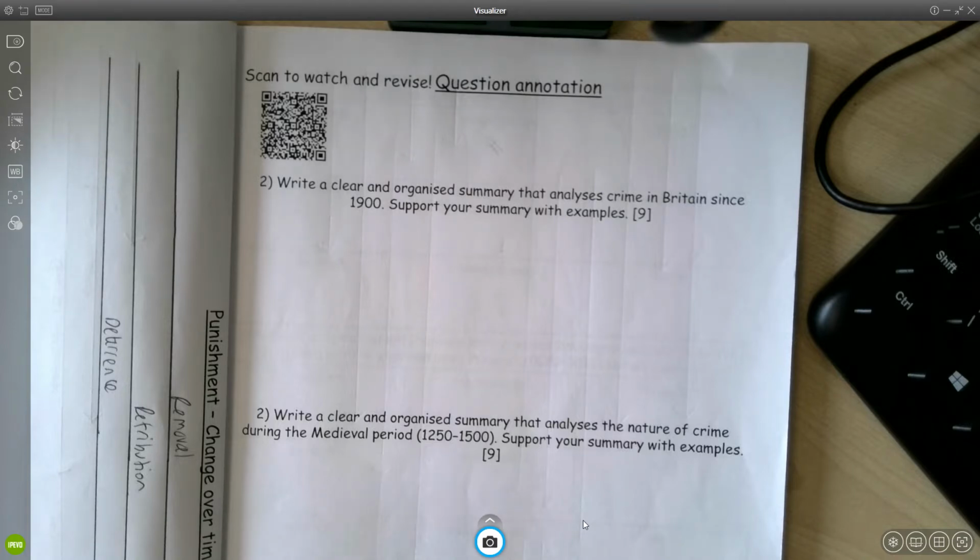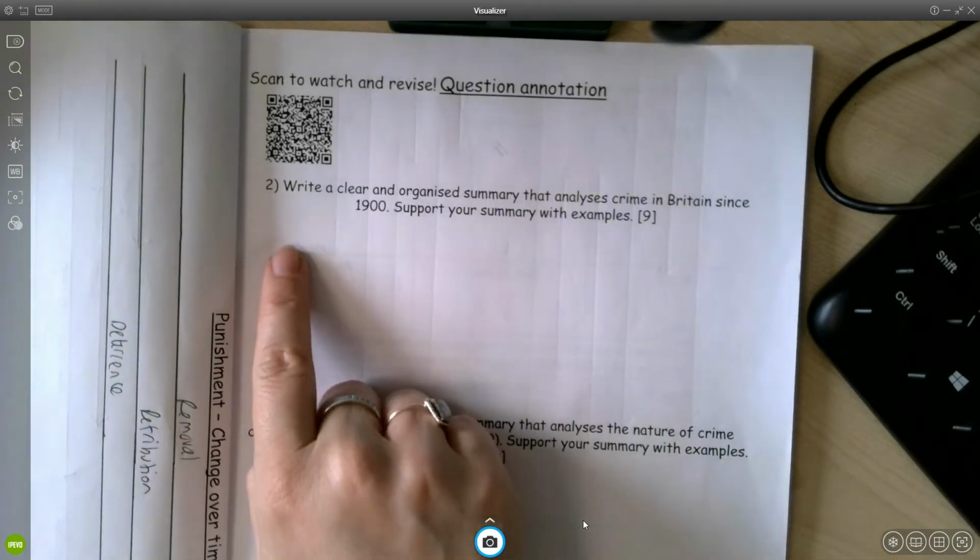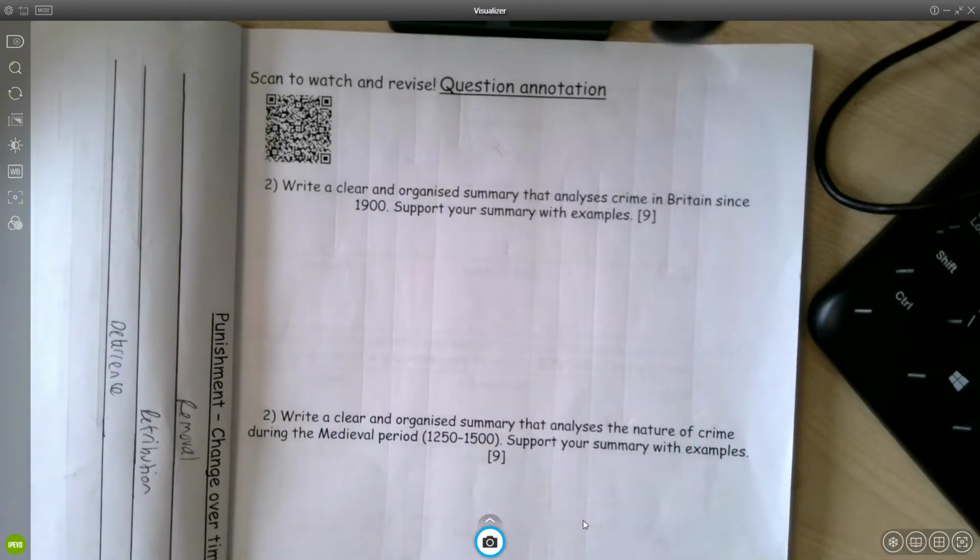annotation. So we're going to have a go at a few clear and organised summary ones first of all, and then we're going to plan them together. So have a go please at this first question, pause it now and annotate yourself. Then press play when you're ready to go.